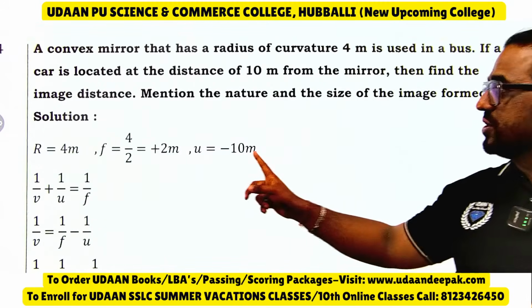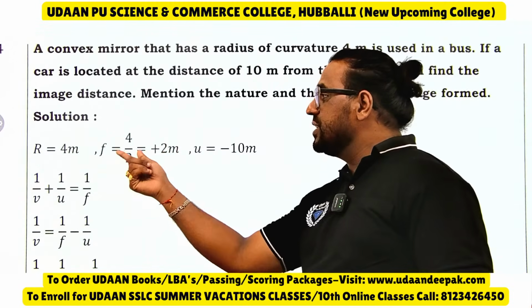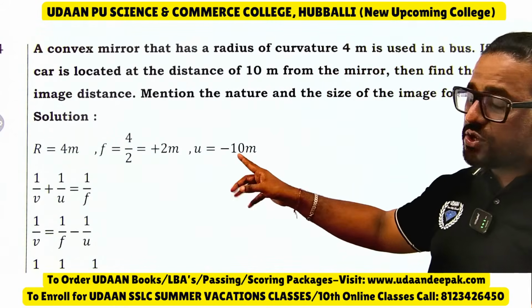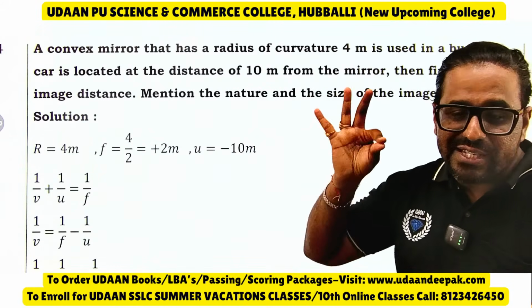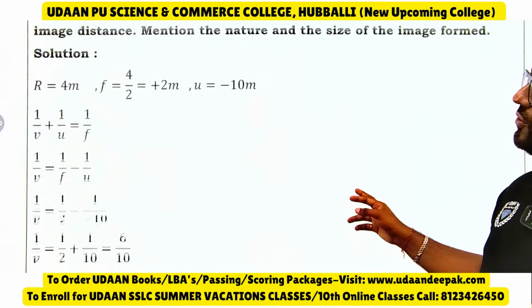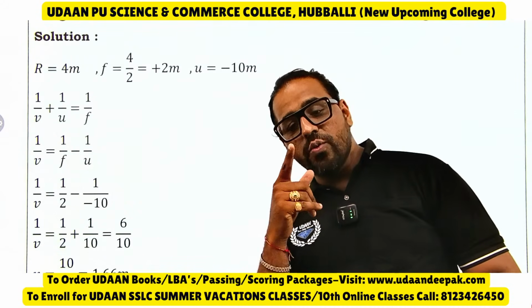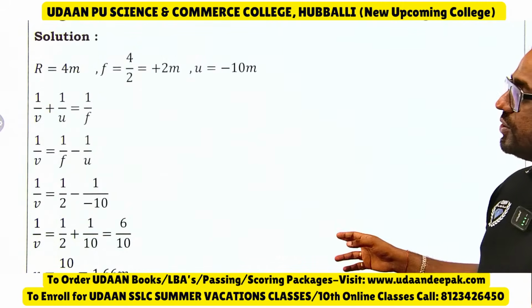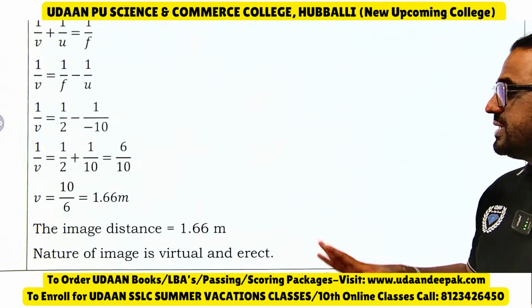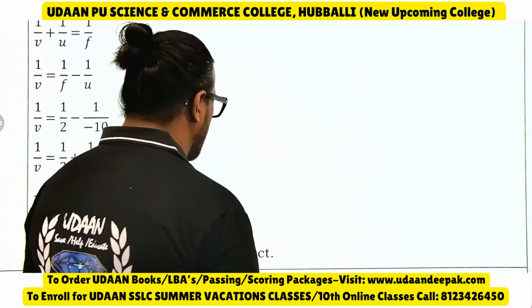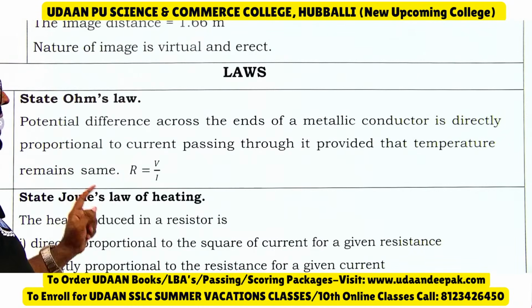So F positive, and F is equal to R by 2. R is 4 by 2 is 2. U is always negative, the object distance is always negative. Then if you use mirror formula, 1 upon V plus 1 upon U is equal to 1 upon F. So that if you find, you will get the image distance is 1.66 meter and the nature of image is virtual and direct. Everyone should learn the laws well.